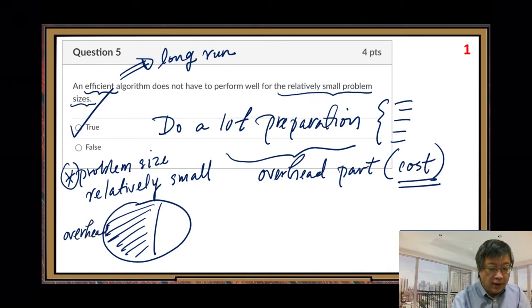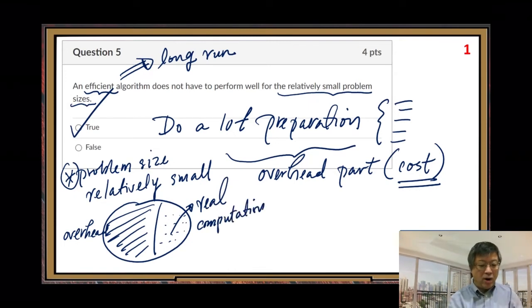Then the remaining part, that is the part you really spend on your problem, really doing the computation. So that's the preparation, and this is the real computation. That is how it looks when the problem size is small.